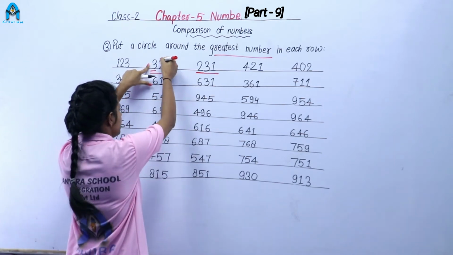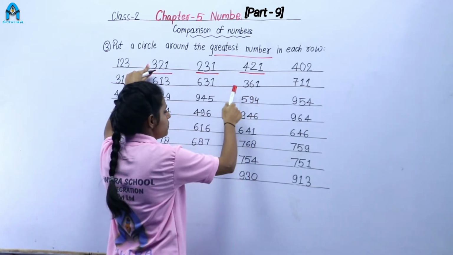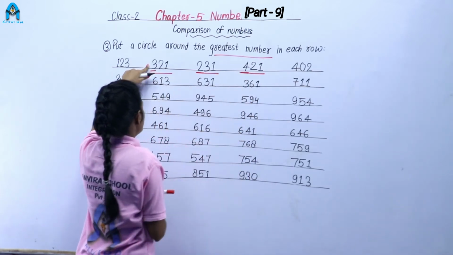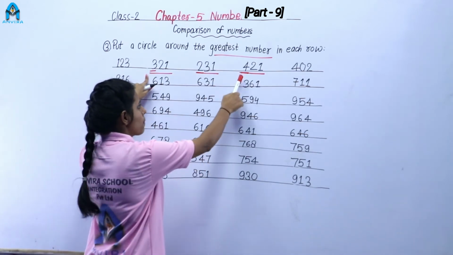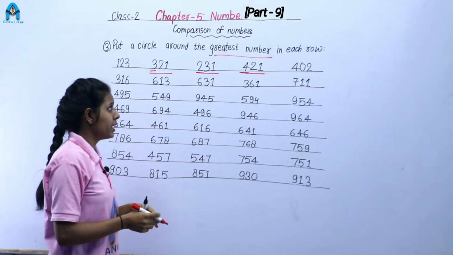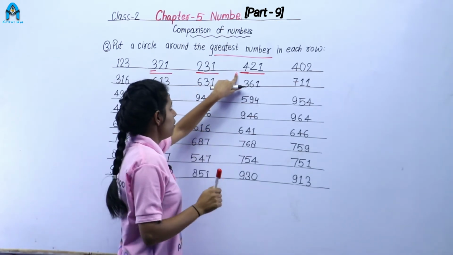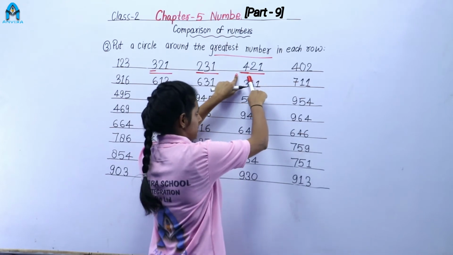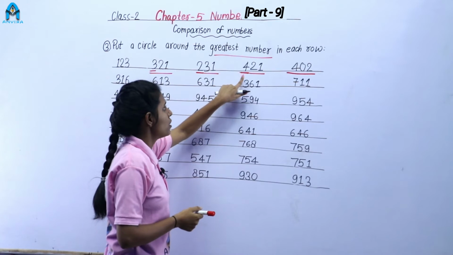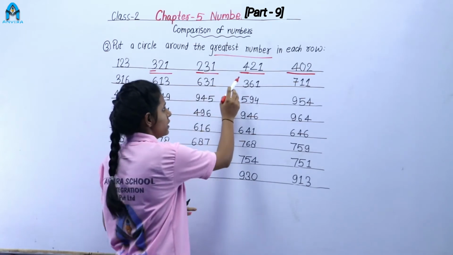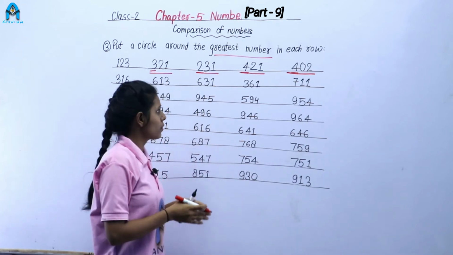Now, compare this greatest number with the next number. On hundreds place, this is 4 and this is 3. Now, which is biggest? 3 or 4? Yes, 4 is greatest number. So, now we compare this greatest number with the next number. So, on hundreds place, this is 4 and this is also 4.